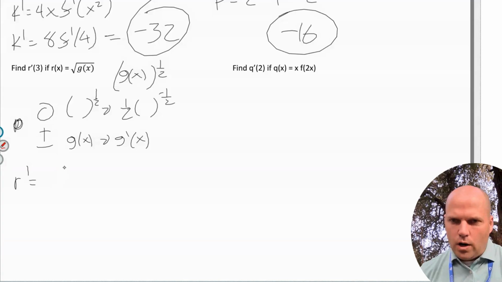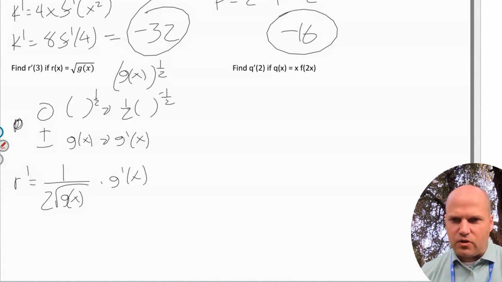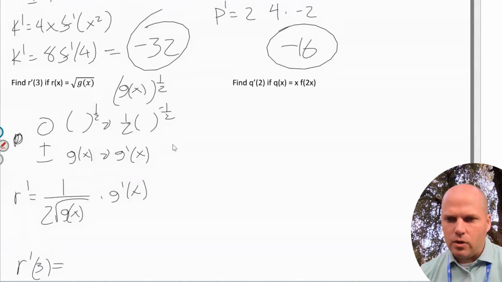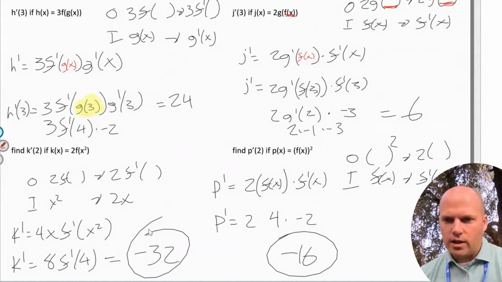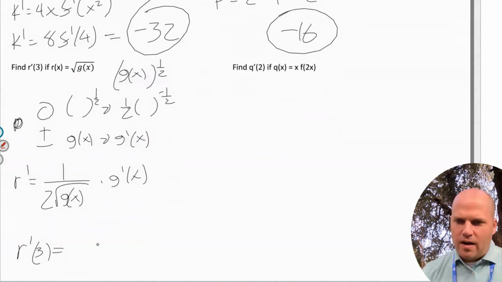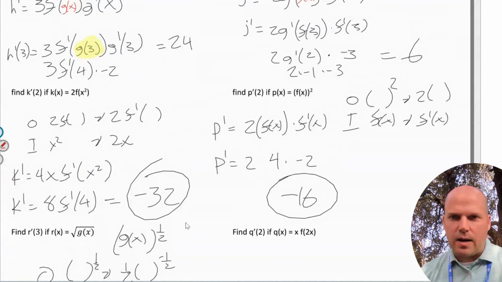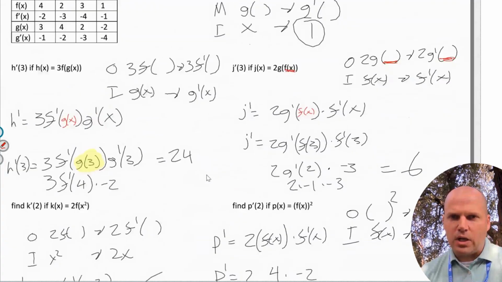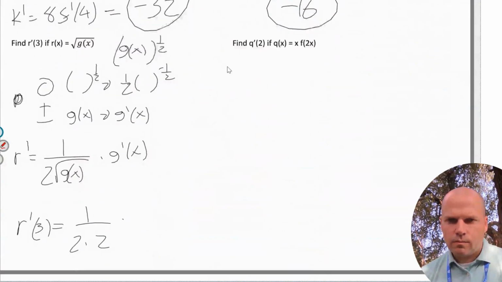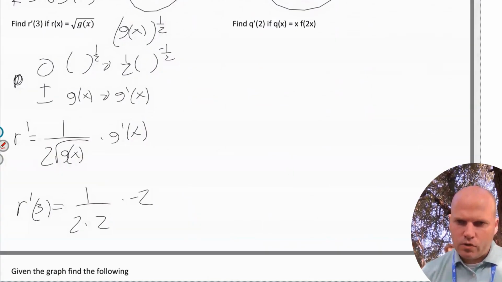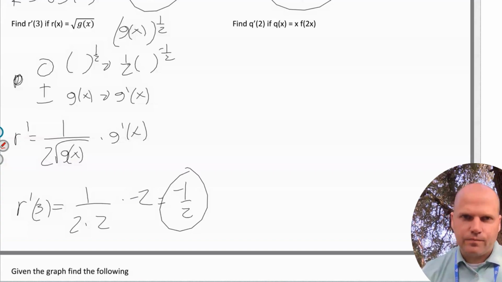All right, so I have 1/2 root g of x times g prime of x. You can move the g prime of x to the top if you want. All right, so g of 3 is 4. That's nice. So I have 1/2 times the square root of 4, which is 2. G prime of 3, I forgot to grab. G prime of 3 is -2. So I'm going to end up with -1/2.